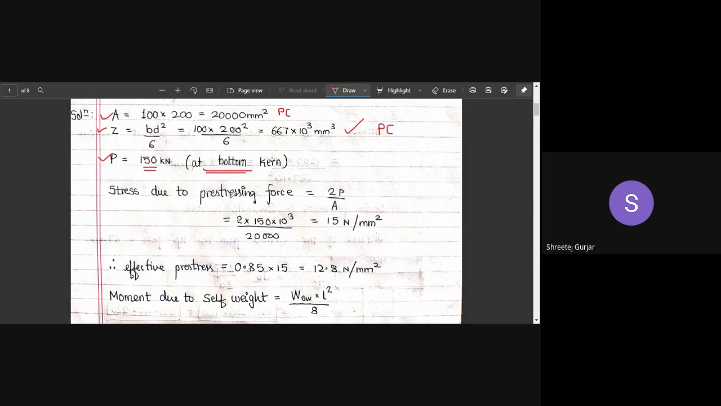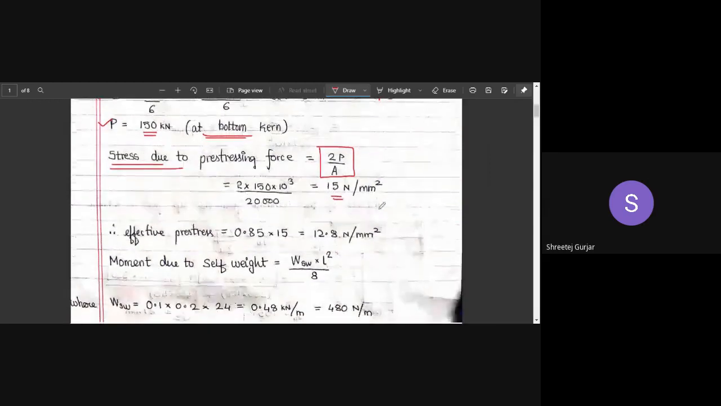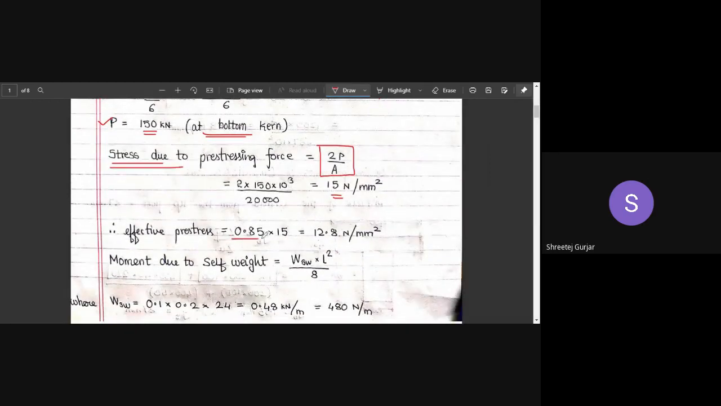Stresses due to pre-stressing force, this is the formula that we'll be using. So 2P by A is the formula to calculate the stress due to pre-stressing force, that is 150 kilonewton. Substituting here, 2P by A is 15 Newton per mm square. That is the first thing that we have calculated. Then for effective pre-stress, they have told 15% loss. So if you consider 15% loss, 85% is the effective pre-stress. So 0.85 into this 15 is 12.8 Newton per mm squared.